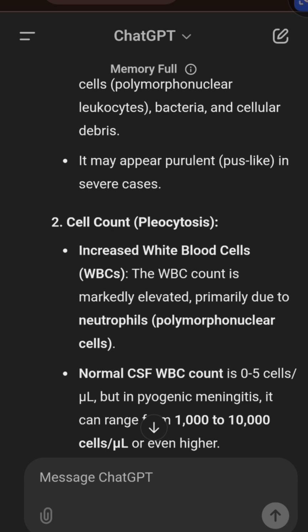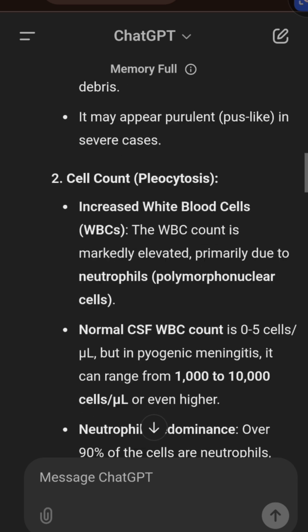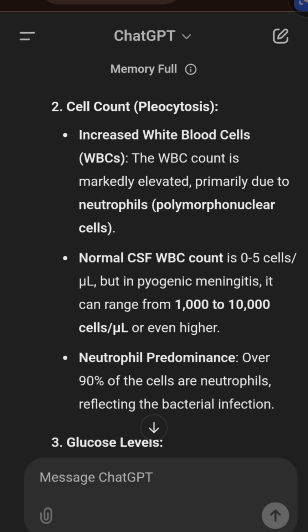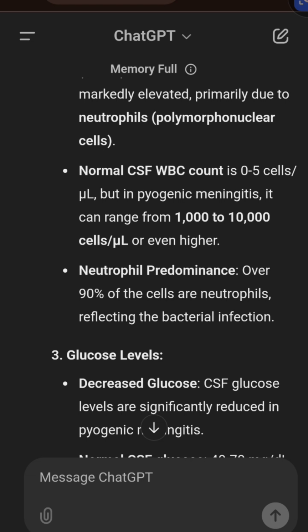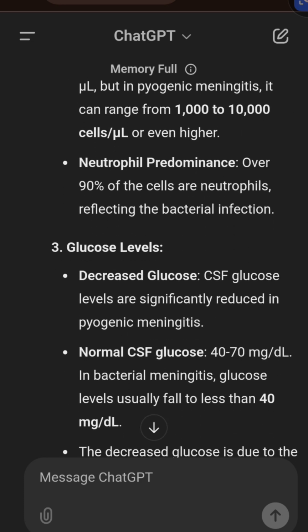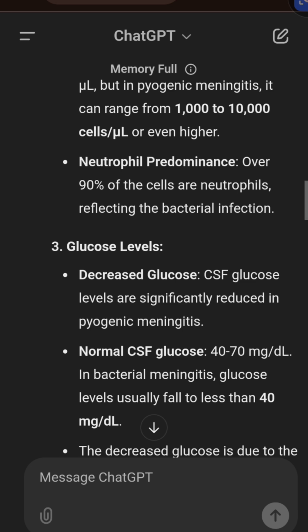Cell count: pleocytosis, increased white blood cells (WBC). The WBC count is markedly elevated, primarily due to neutrophils, polymorphonuclear cells. Normal CSF WBC count is 0 to 5 cells per microliter, but in pyogenic meningitis it can range from 1000 to 10,000 cells per microliter or even higher. Neutrophil predominance: over 90% of cells are neutrophils, reflecting the bacterial infection.